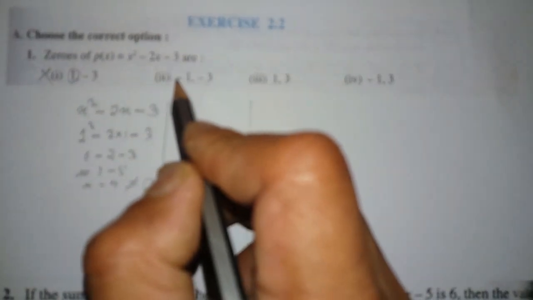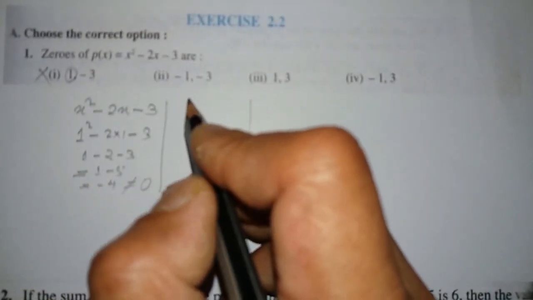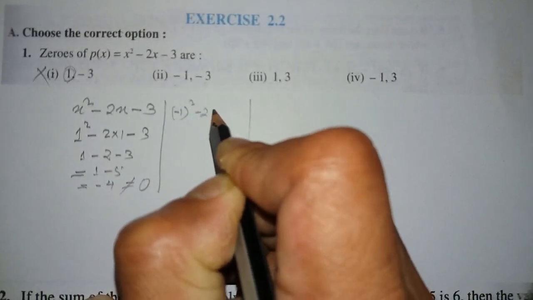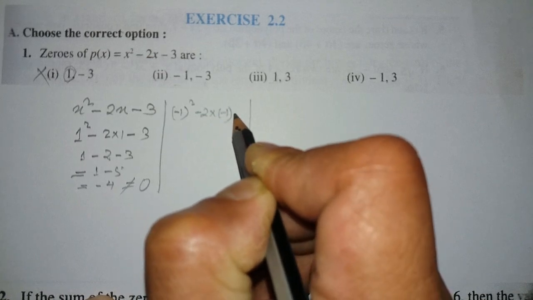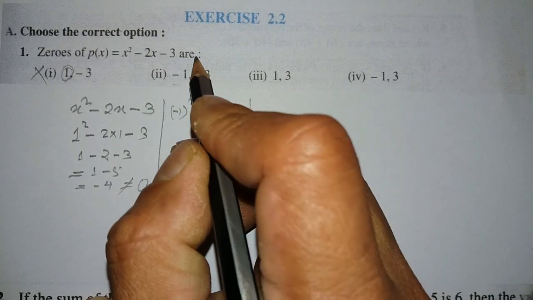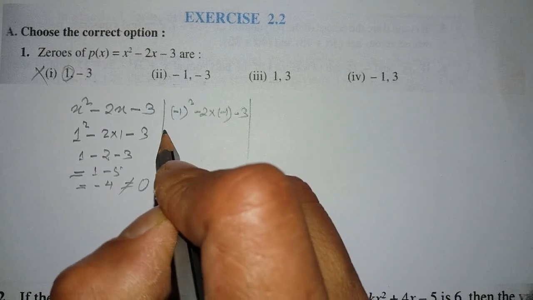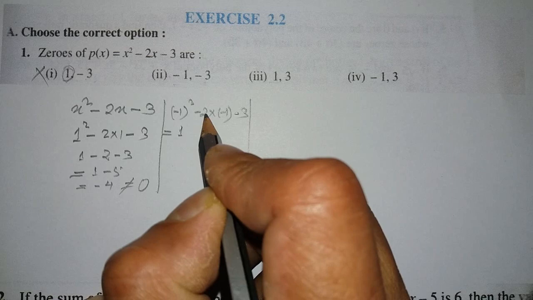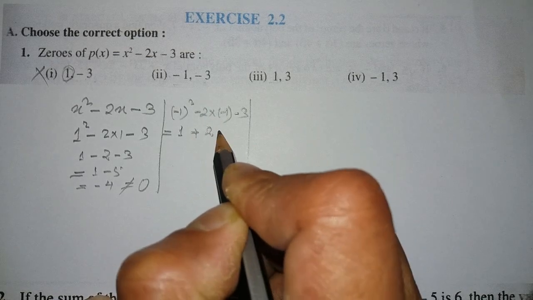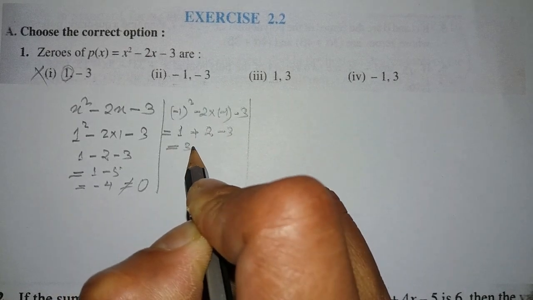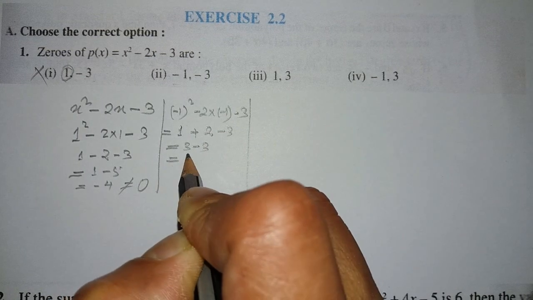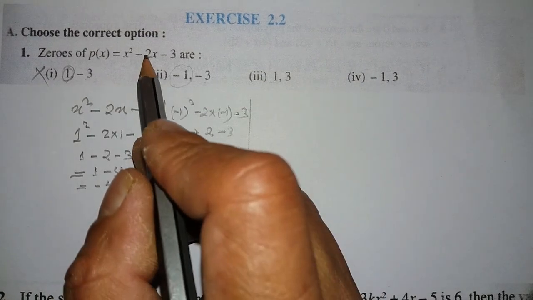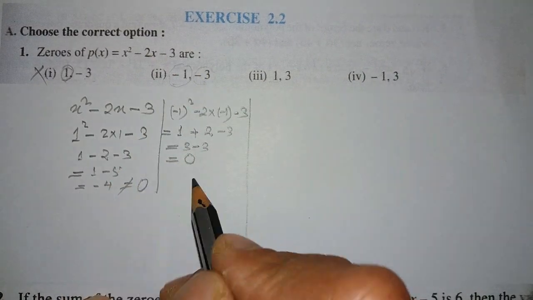Next, let's try putting −1. So you will get here (−1)² − 2 × (−1) − 3. Now (−1)² is 1, minus minus is plus, 2 ones are 2, minus 3, so we get 3 − 3 equal to 0. Okay, so this one is a zero of this polynomial.